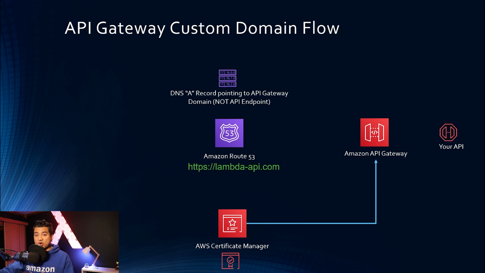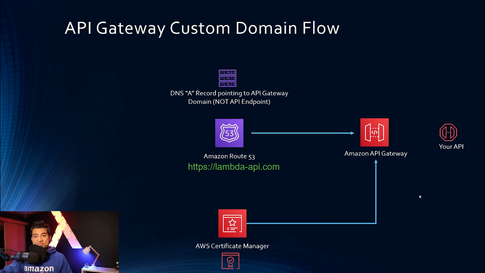So this domain is not your API endpoint. So in every region, every account, the actual Amazon API Gateway service has a domain, right? So in this A record, you point that any traffic coming to this lambda-api.com go to the domain of the Amazon API Gateway for this account, this region. So now the traffic will come to Amazon API Gateway domain, but remember, that is not your API endpoint.